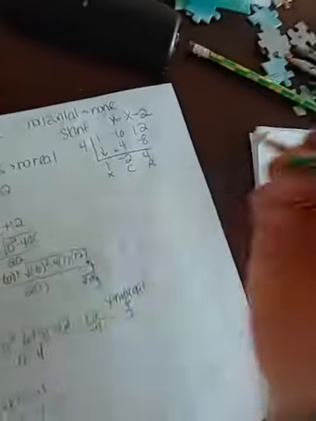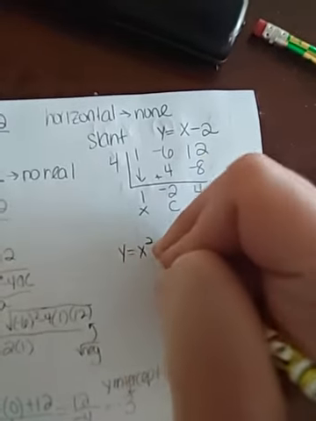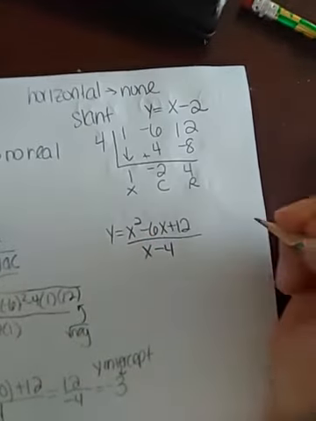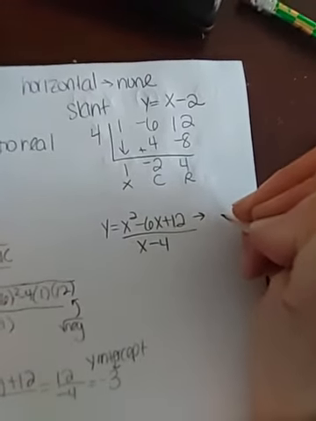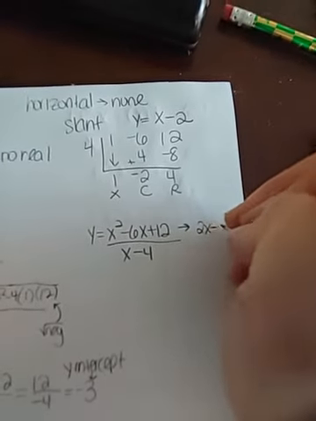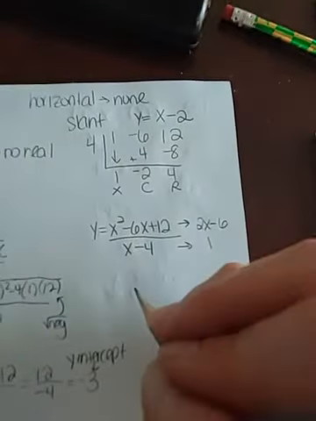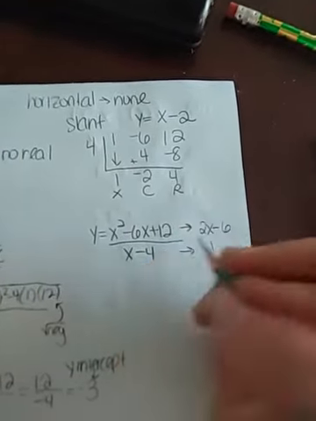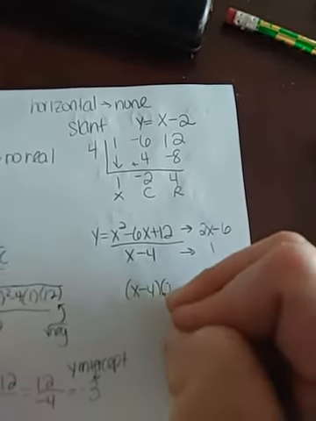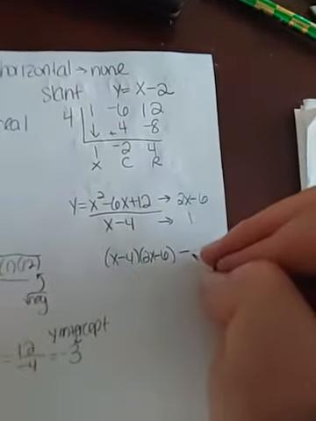All right, so now I need critical values. So to find the critical values, I need my first derivative. Okay, the derivative of the top is 2x minus 6, and the derivative of the bottom is 1. So I have this times this. So x minus 4 times 2x minus 6 minus 1 times that.